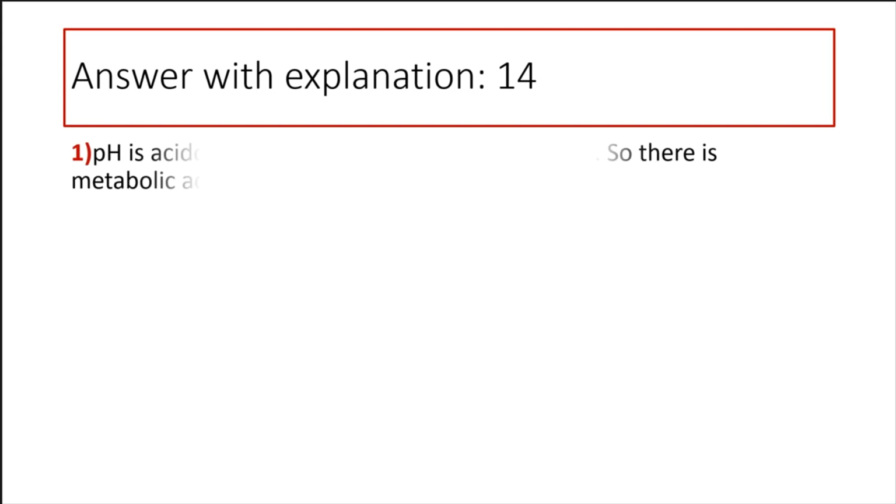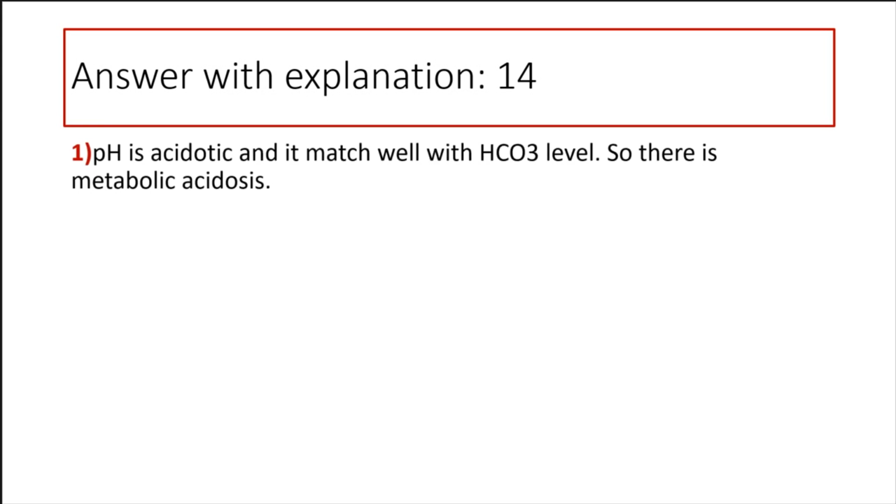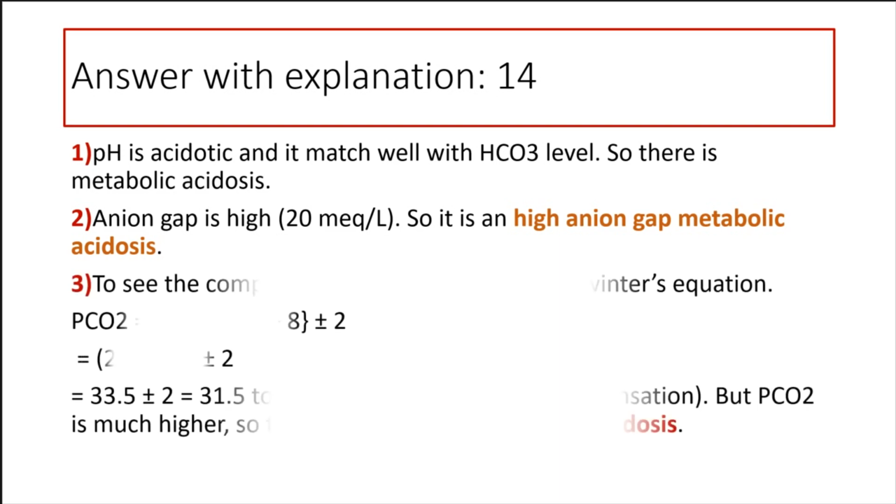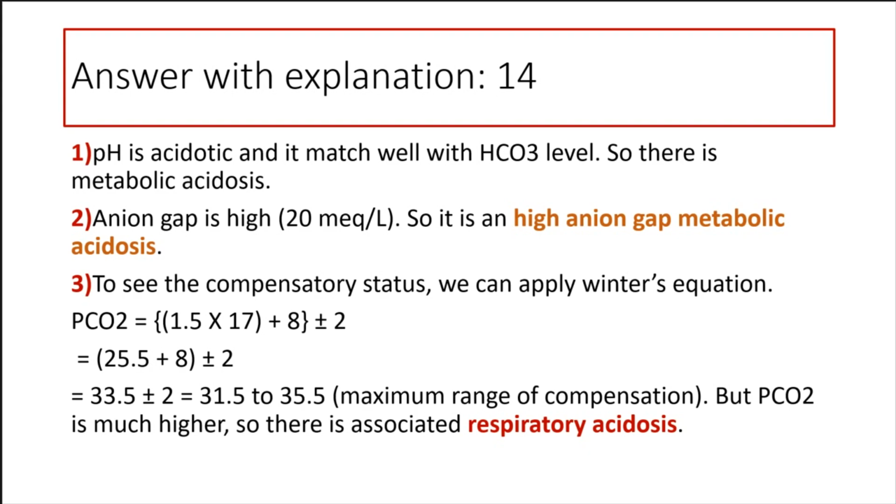Answer with explanation. 1. pH is acidotic and it matches well with HCO3 bicarbonate level. So there is metabolic acidosis. 2. Anion gap is high, 20 milliequivalent per liter. So it is a high anion gap metabolic acidosis. 3. To see the compensatory status, we can apply Winter's equation.